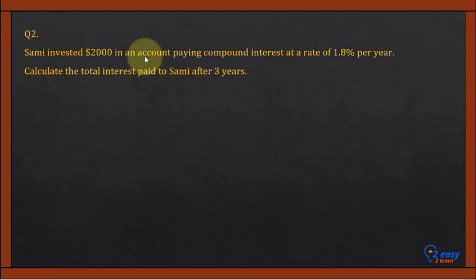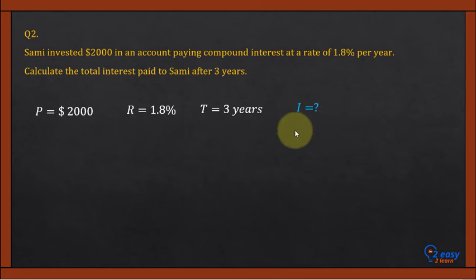Let's extract the given information. The P is $2,000. It is the principal amount which is invested. And R is 1.8% per year. Time is 3 years for which this amount of money is invested. And we have to calculate I. So at the end of 3 years, how much extra money is given for this $2,000. Again, this question is based on compound interest.